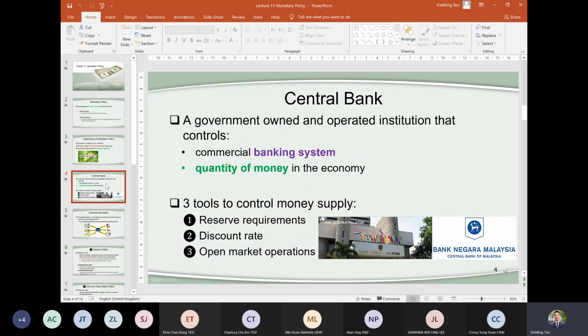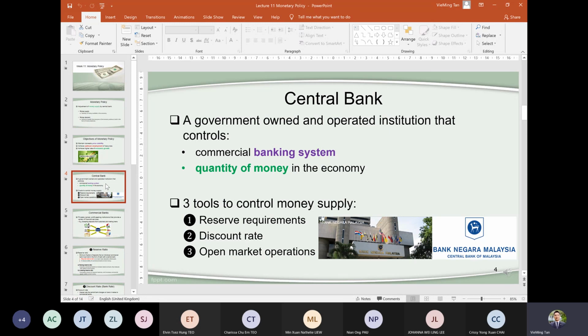So actually, central bank is owned by government. One country has only one central bank. One nation has only one central bank, which is owned by government. So what is the reason why each country must have a central bank? There are two purposes or two reasons why a country should have a central bank.